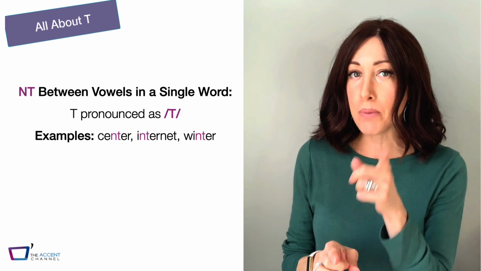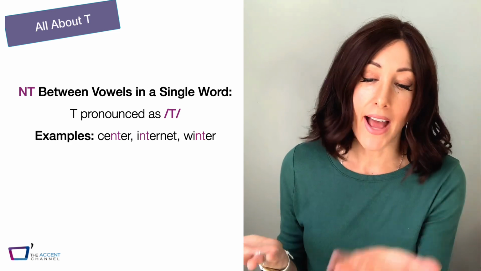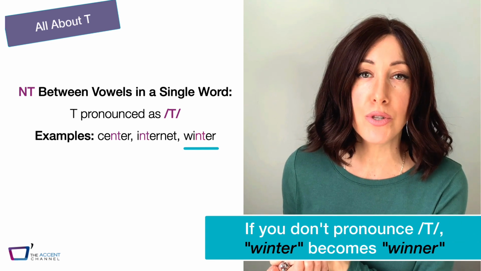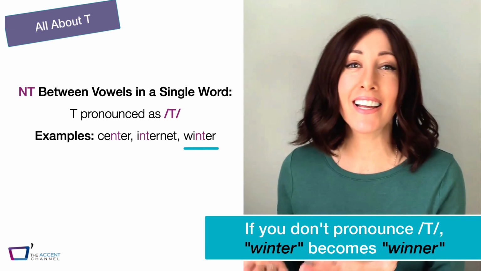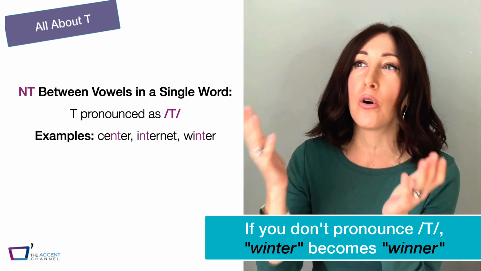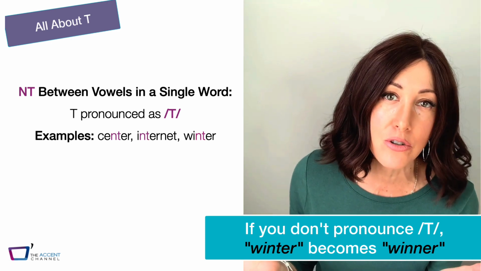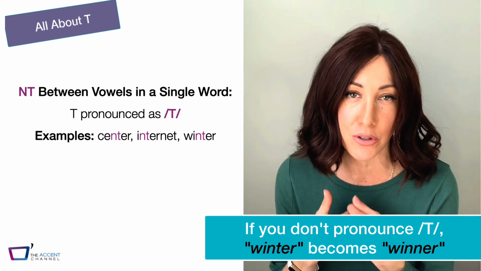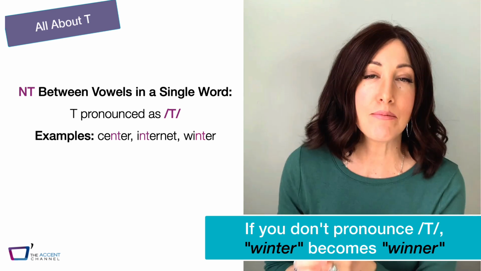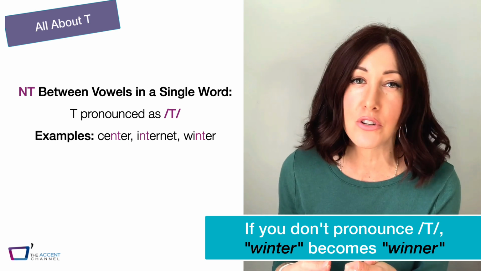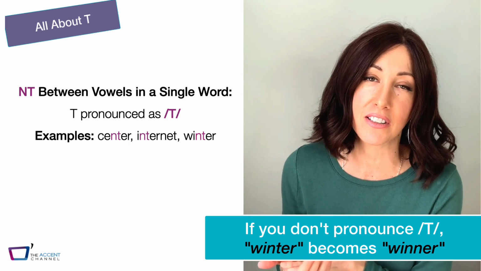And the reason I'm telling you to pop the T in an NT combination like this is simply for clarity. As an example, if you lose the T, winter becomes winner. Winner is a different word, and that can cause word confusion. And the whole goal of improving our speech is not to sound perfect, it's to be easily understood. And this helps you be more easily understood. So I know you will hear other people say center, internet, and winter without the T. I'm telling you to stick with the T. It just adds a little clarity to your speech. Pronounce center, internet, winter, just for the clarity of speech.